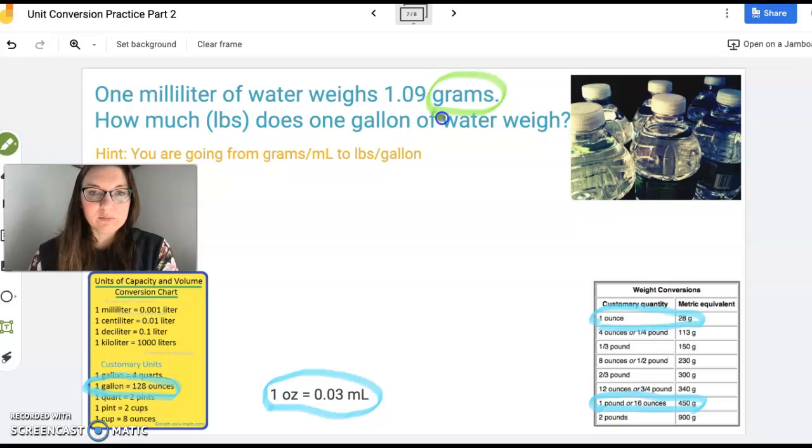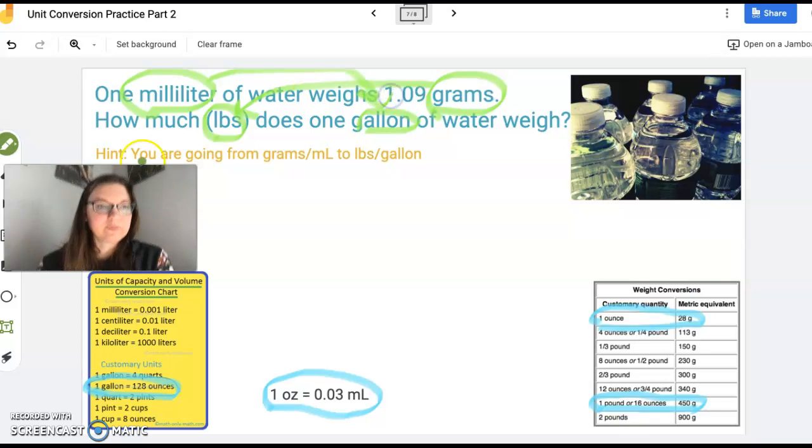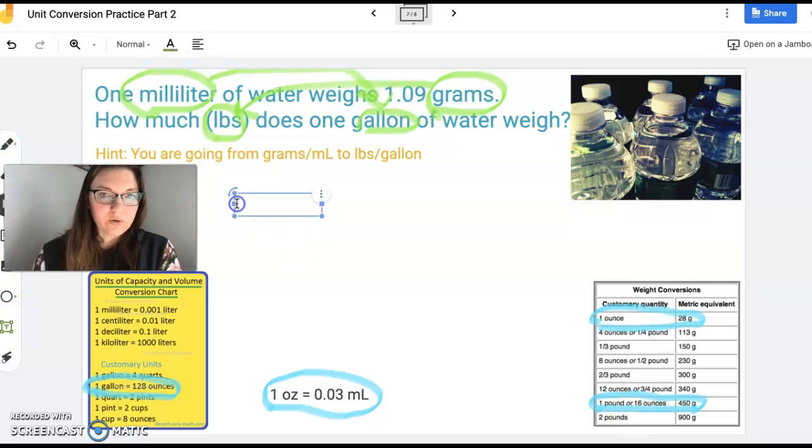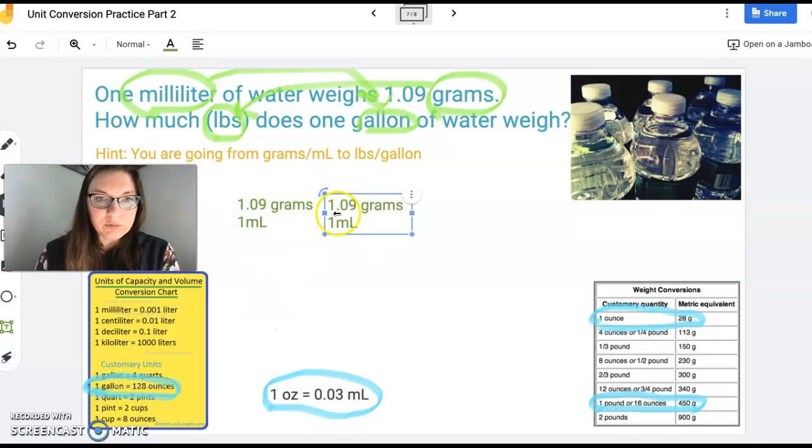So we're going from grams to pounds, and we are going from milliliters to gallons. From there to there, and from there to there. Okay, so 1.09 grams per milliliter, 1 milliliter. And let's go from grams to pounds first.